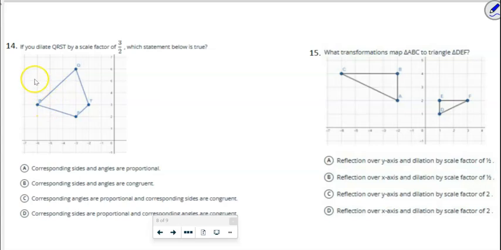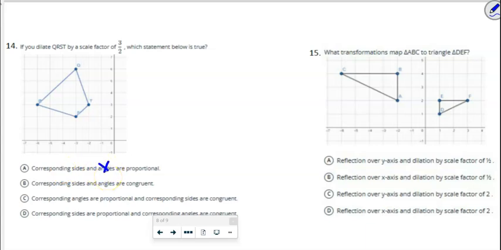Okay, so the next one says, if you dilate QRST by a scale factor of 3/2, what statement below is true? So when we dilate, what happens? Sides get bigger, right? But do angles change? No, angles never change. So corresponding sides and angles are proportional? No, because angles do not dilate, right?